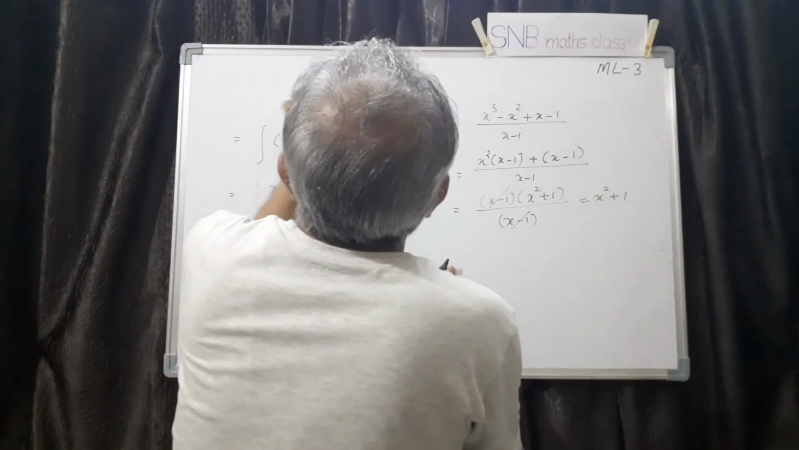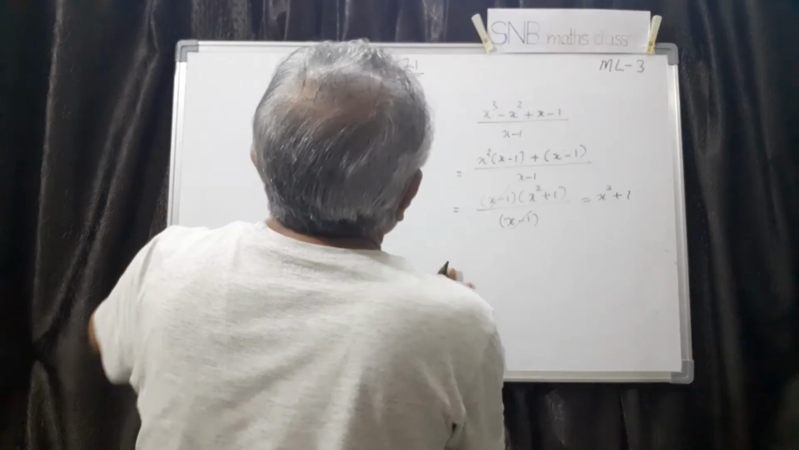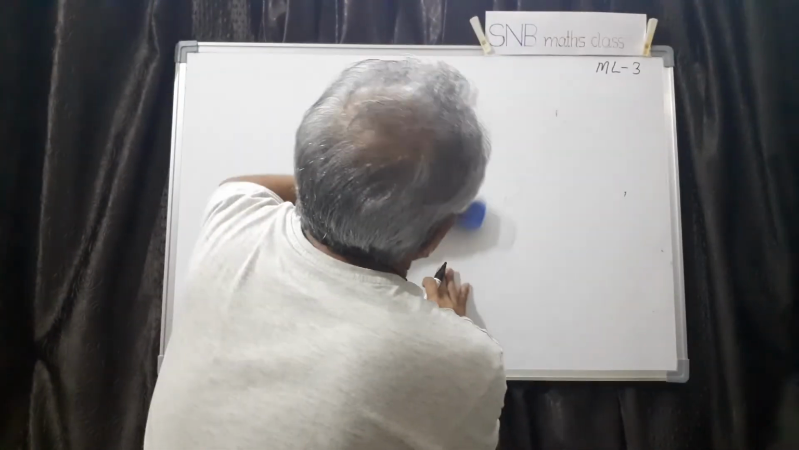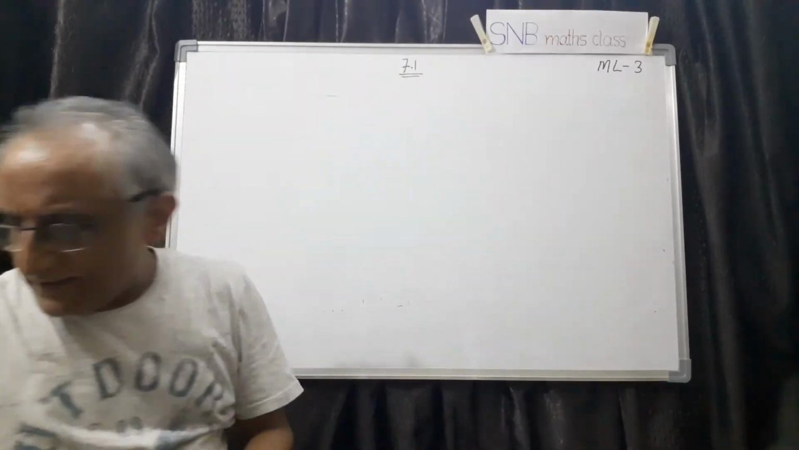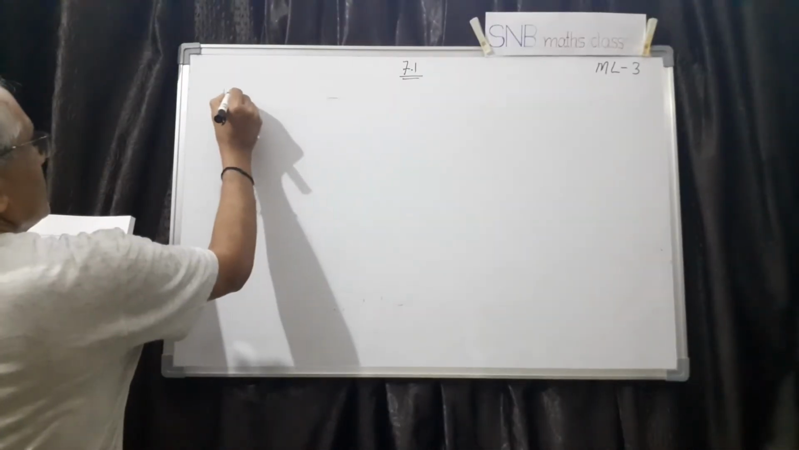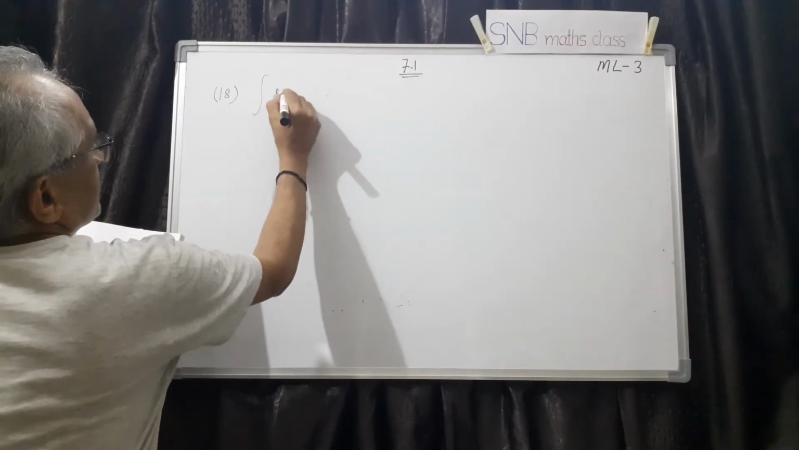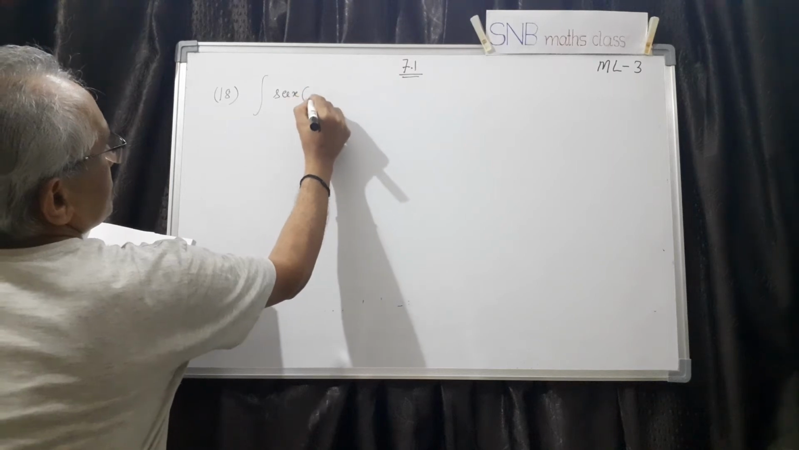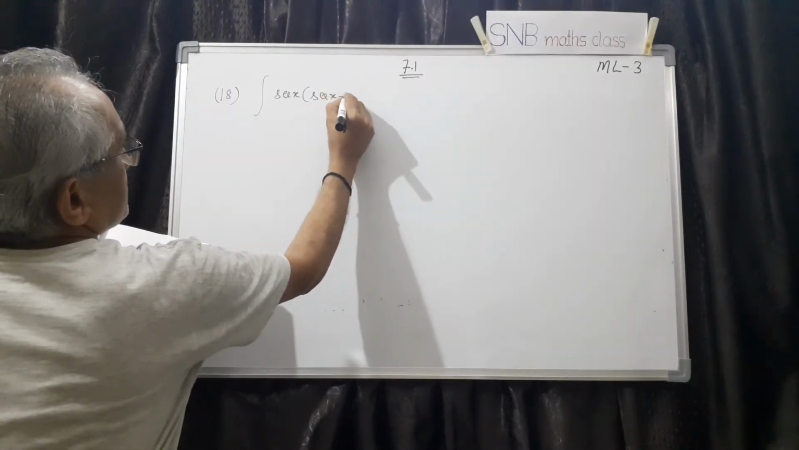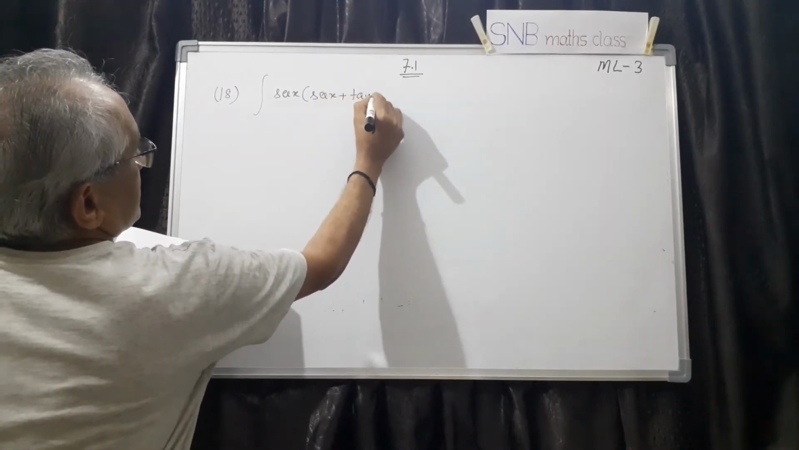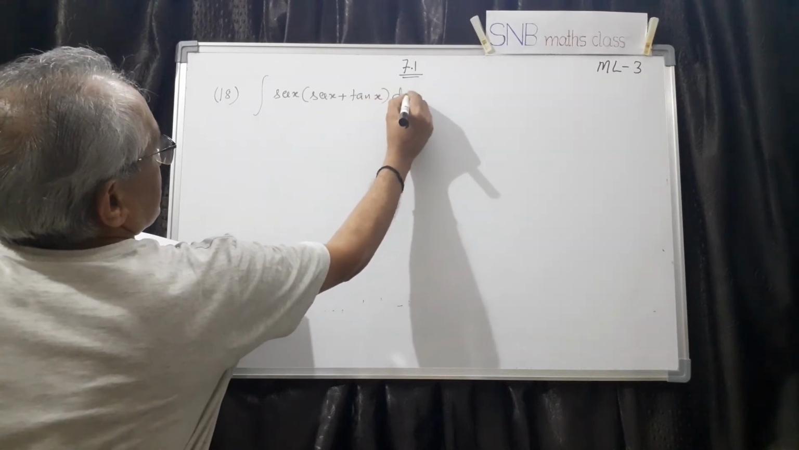Let me take one more question. I think that is sufficient. There are other questions which are identical, similar. So those things you can try. So here is, this is also a tricky question. Question number 18. Integrate, see, secant x into secant x plus tan x then dx.